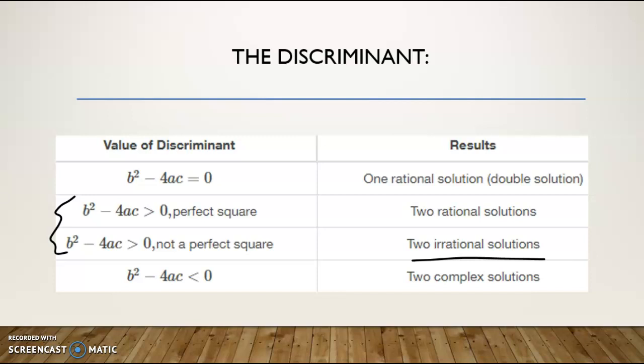Okay, so there you go. That's what the discriminant will do. It'll tell you how many solutions you have and what kind of solution that you should get. So it's kind of like a check mark.